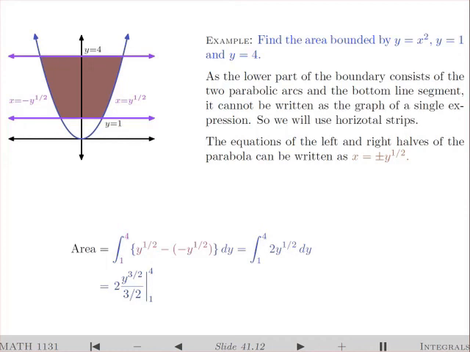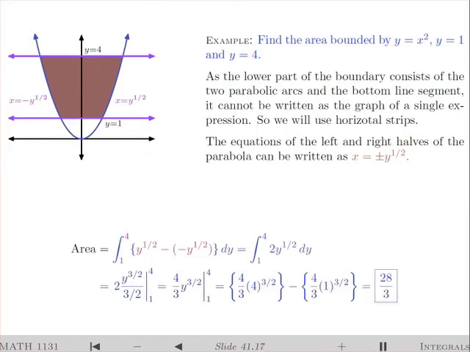Let's simplify this a little bit. 2 divided by 3/2 is 2 times 2/3 or 4/3. Now I can take the net change from 1 to 4. So substitute 4, substitute 1, and subtract. And I will leave it to you to do the arithmetic and verify that you get 28 over 3. This concludes our discussion of finding areas by integration.